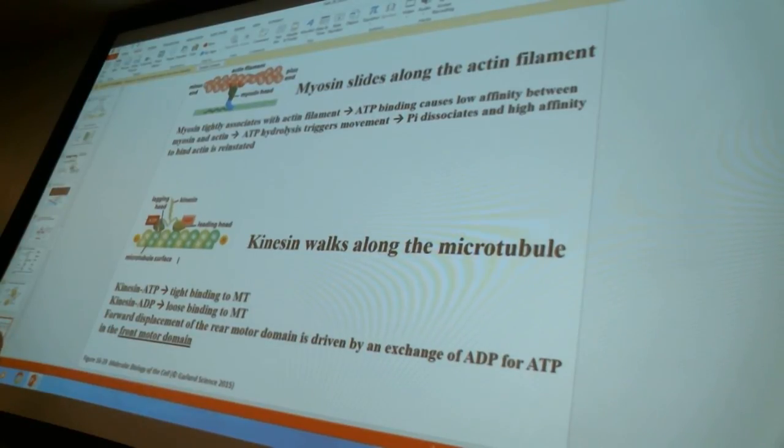Kinesins walk along the microtubules, and as you can see, one head is always associated with ATP and another is with ADP. So at any given moment, one motor unit will always be attached to the microtubule. So kinesins are most of the time attached to the microtubules during the walk. Myosins briefly detach and then reattach.